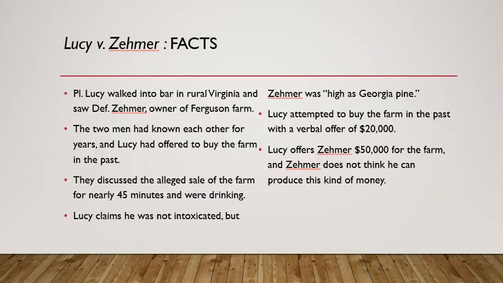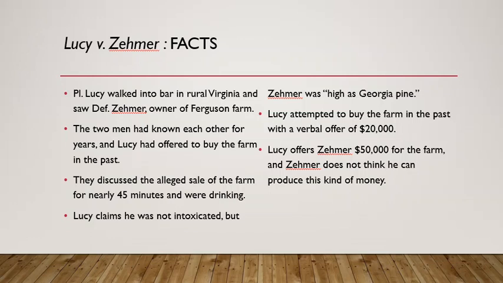So an example of the facts that you want to take away from this case, Lucy v. Zemmer, are as follows. Lucy walked into a bar in rural Virginia where he saw Zemmer. The two had known each other for years. Zemmer owned a large farm in Virginia called Ferguson Farm. The two talked for roughly 45 minutes and were drinking. Lucy claims he was not intoxicated, while Zemmer was as high as a Georgia pine.